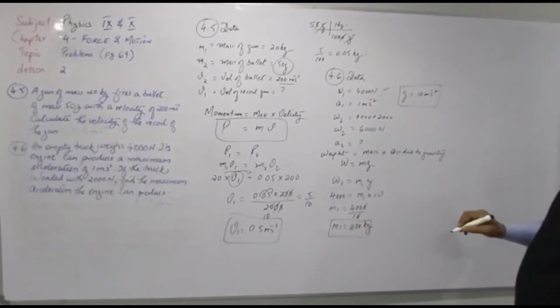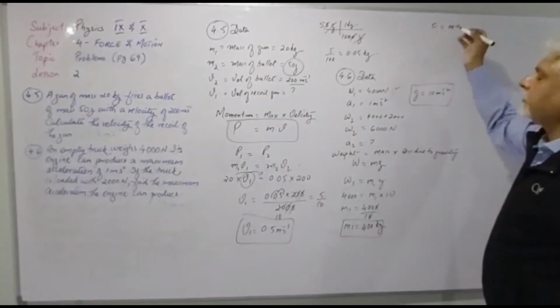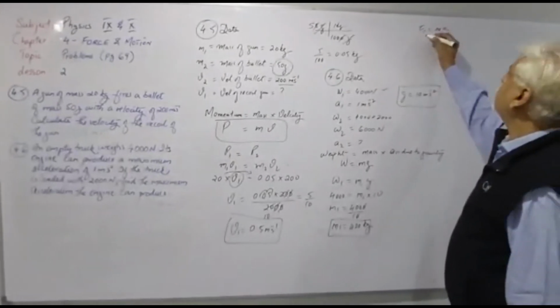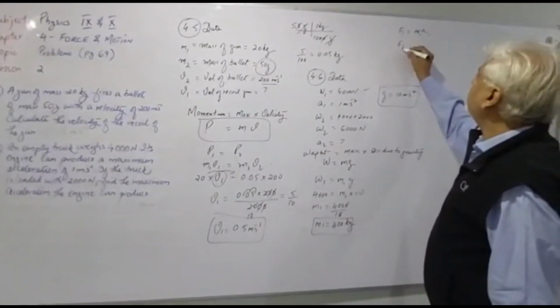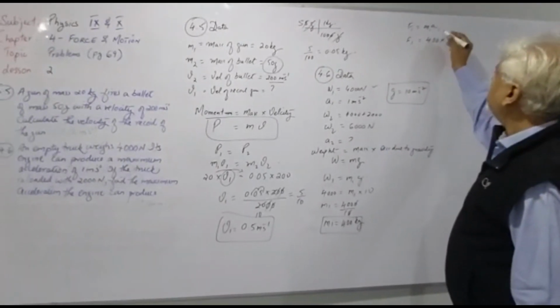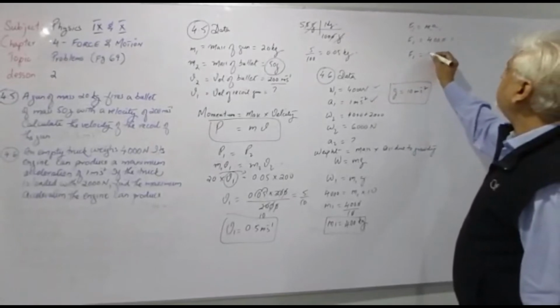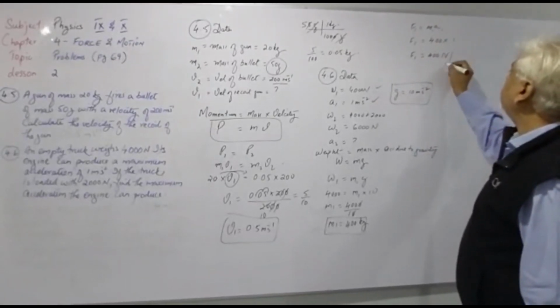Now let's find the force acting on it. F is equal to ma. We know this according to Newton's second law of motion. So F1 is what we need to find out. M1 we just calculated, 400, times acceleration, which is given to us as 1 meter per second squared. So we have F1 is equal to 400 Newton.